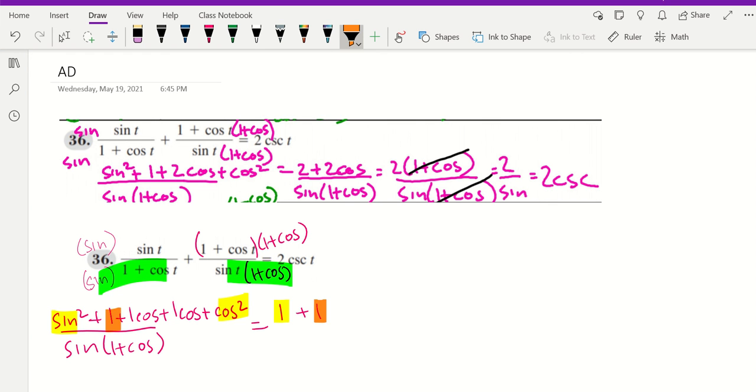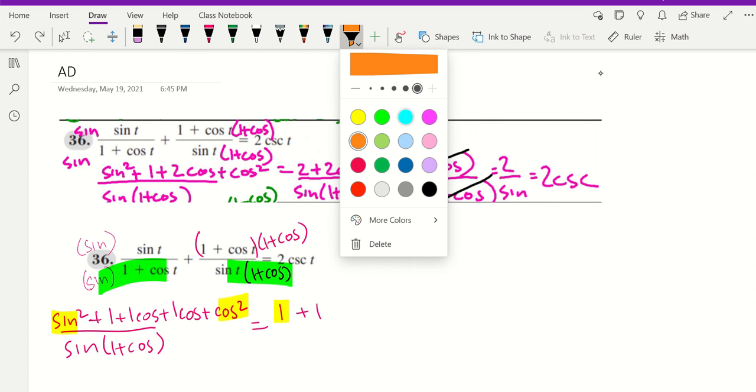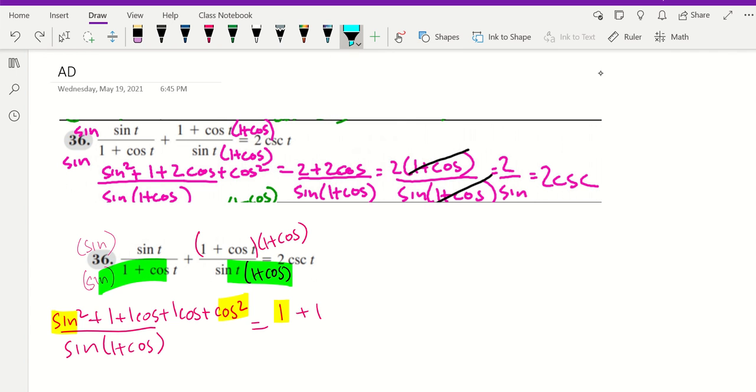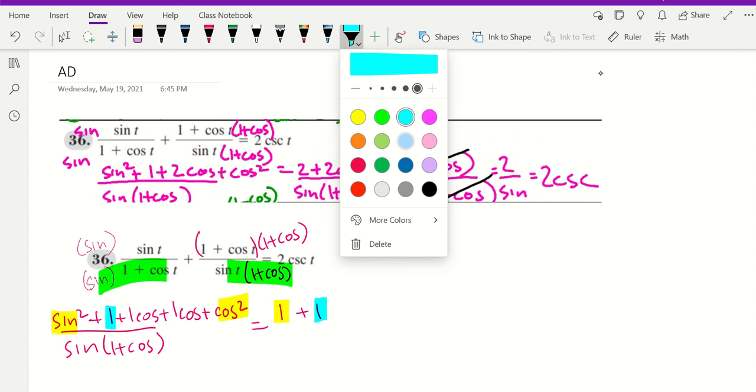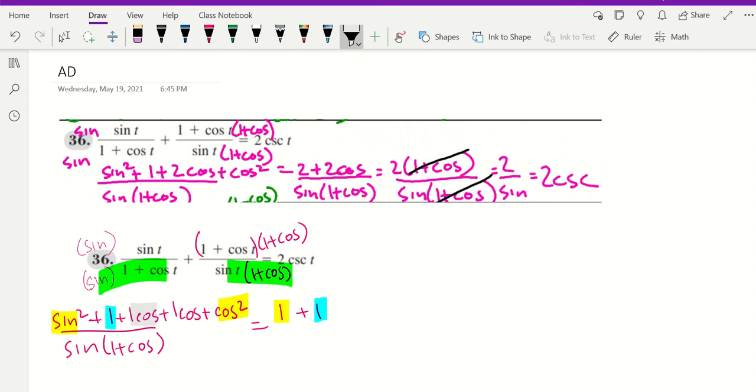Let me pick a different color because it might not show up well. It might cover up that pink. Let's go blue. Okay, and then I am going to combine. What kind of highlight can I use here? Let's try gray, light gray. Boom, boom. 1 cosine plus 1 cosine gives you 2 cosine.